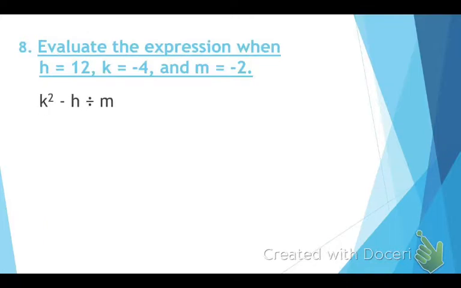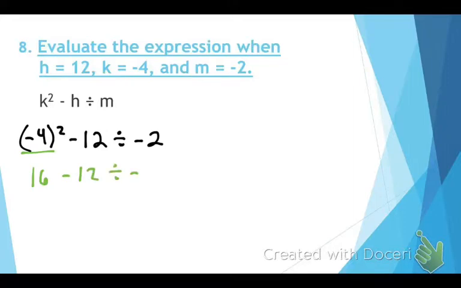For today, we're going to do this problem together. K squared would be -4 squared minus h, which is 12, divided by -2. What should I do first, class? Let's do the exponents. What is -4 squared? -4 times -4, which is 16. Bring down -12 divided by -2.